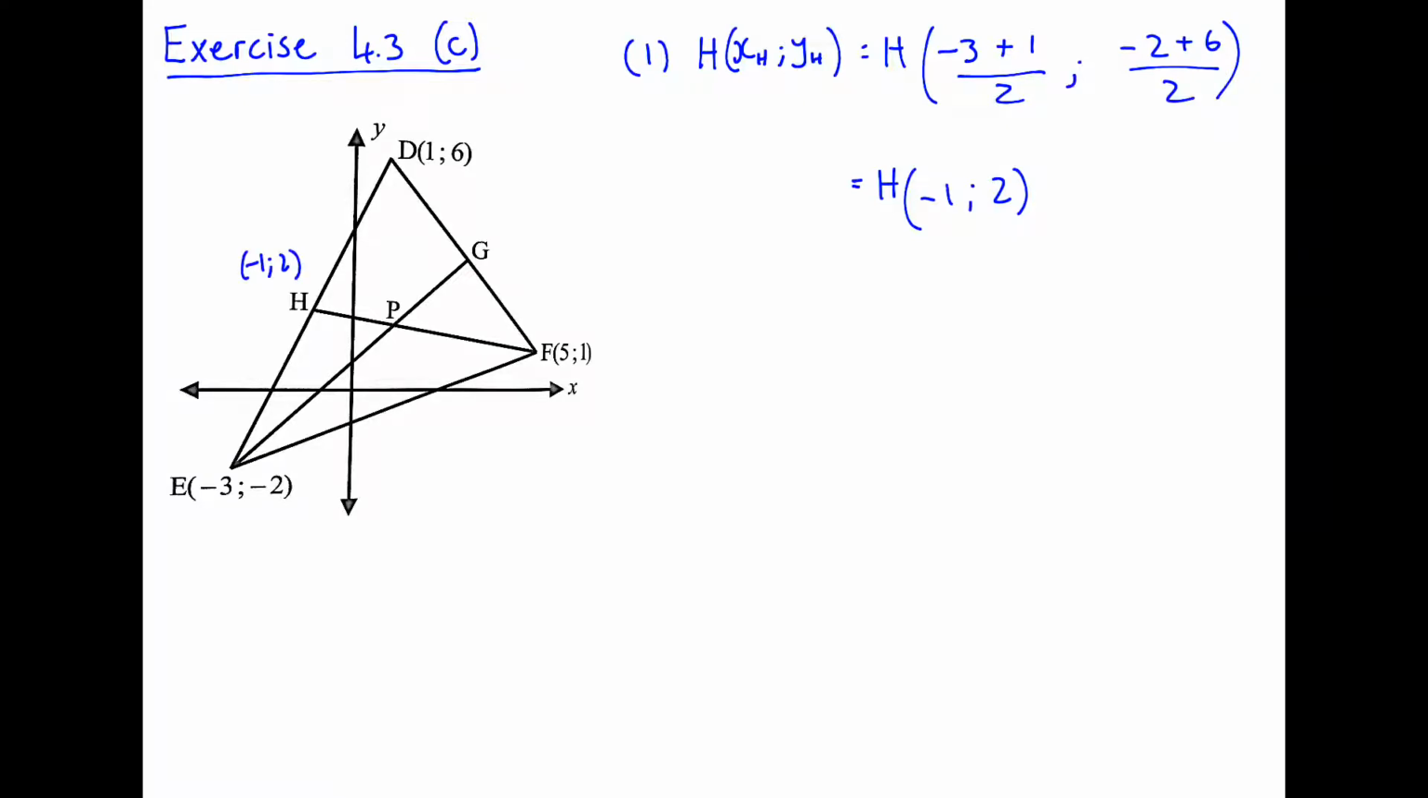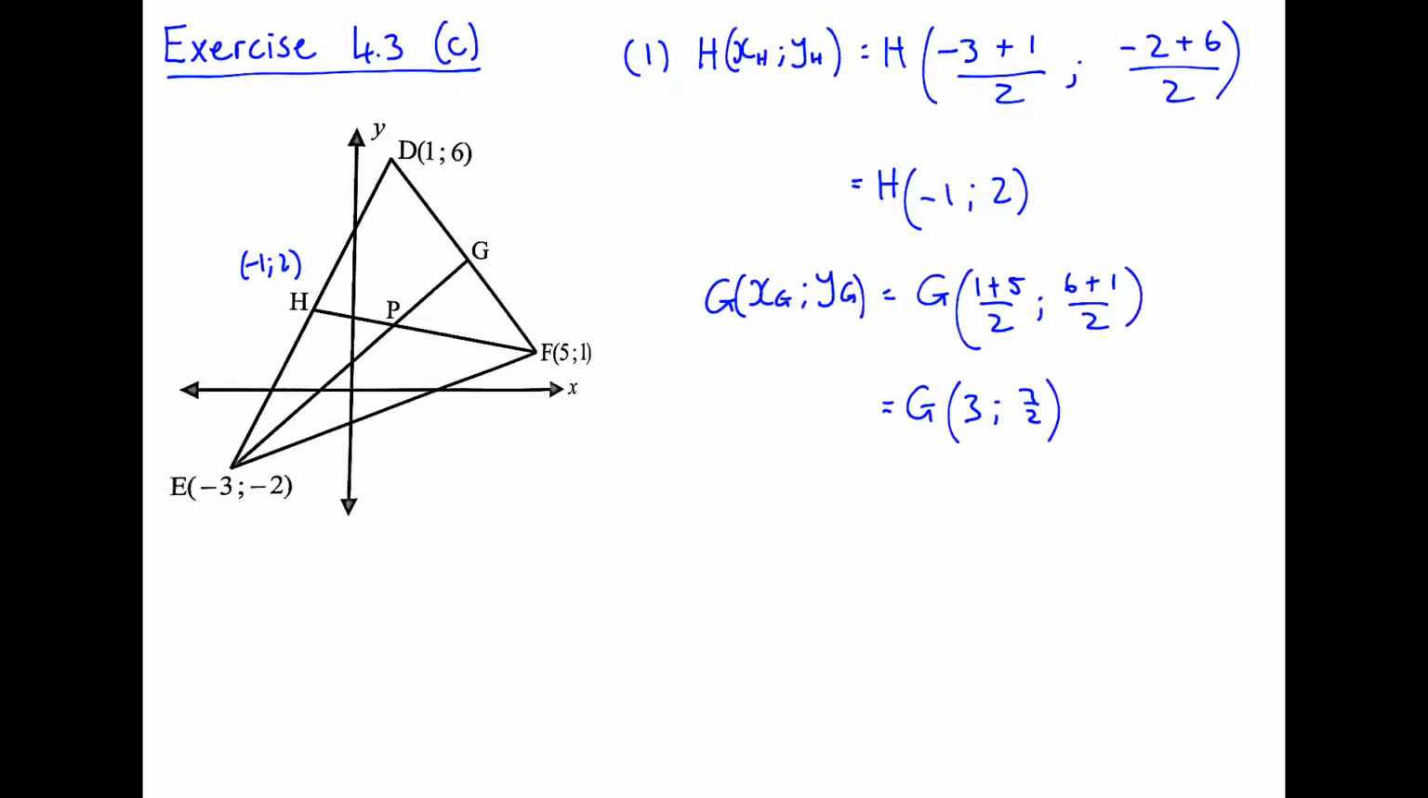Okay, then for the coordinates of G, we have the sum of those two x values at D and F, so 1 plus 5 over 2, and 6 plus 1 over 2. And that gives us 6 over 2, which is 3, and 7 over 2 for the y value, and again write them on, so 3 and 7 over 2.